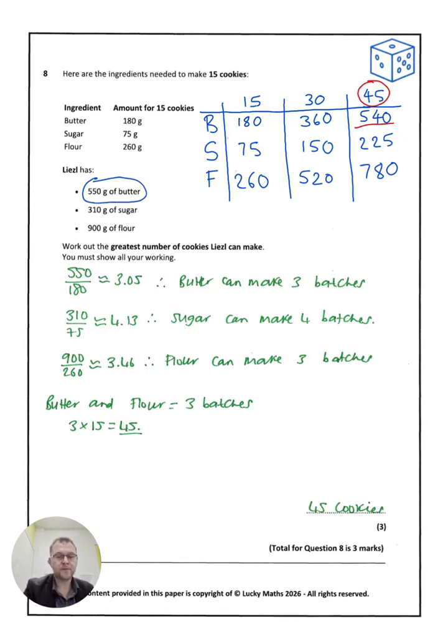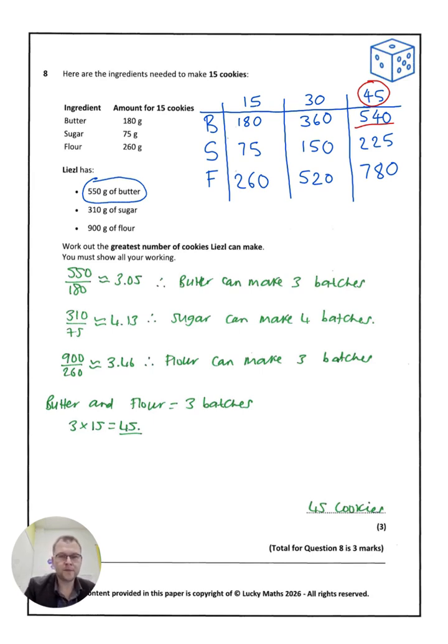Questions with recipes are a great example for the ratio table again. We start with 15 cookies, but this time we're told a certain number of ingredients. So I've decided to just upscale the numbers. 15 doubles to make 30 cookies. But if you then add the 30 and 15 together, we've got 45 cookies in that last column.